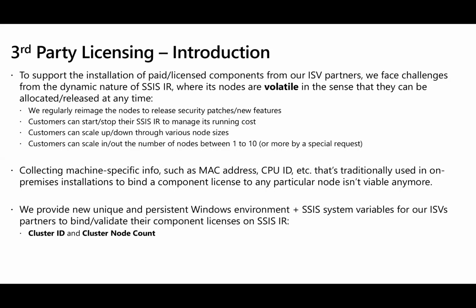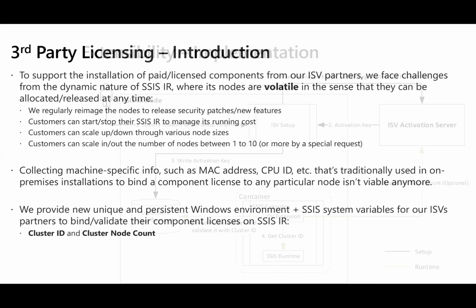So when you do that, you don't have a permanent machine signature like a MAC address or CPU ID. So the traditional way to bind a license to a machine, like most components do on premises, is not viable anymore. In this case, we have to introduce a new invariant persistent variable that comes with SSIS IR. And we introduced two types, which are a Windows environment variable and an SSIS system variable that can be used to bind a license and validate a license. We call them the SSIS IR cluster ID and the cluster node count.